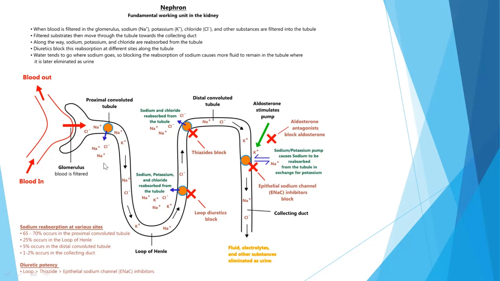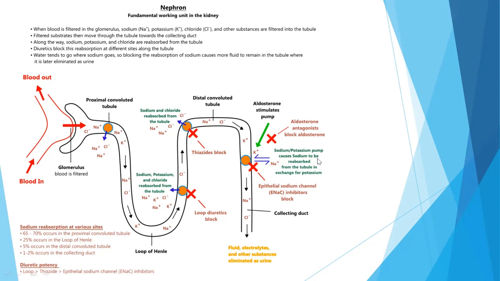Again, in the glomerulus blood is filtered. The proximal convoluted tubule will reabsorb sodium, potassium, and chloride from the tubule. Now, this mechanism is inhibited by the loop diuretics, which act on the loop of Henle. And in the DCT, it is acted upon by the thiazides, which block the sodium and chloride reabsorption from the tubule. The aldosterone antagonists block aldosterone in the collecting duct.